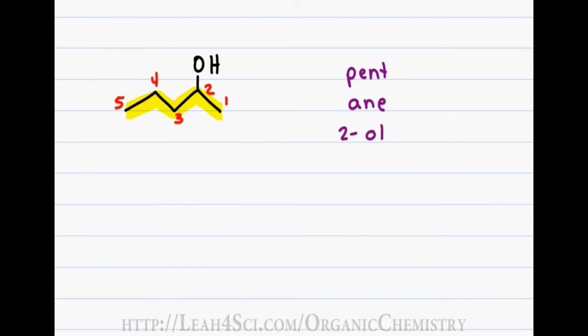When putting the name together, you can bring the 2 to the front of the name, and that means -ol will directly follow -ane, and so you drop the e. This gives me a final name of 2-pentanol, where it's an instead of aneol.